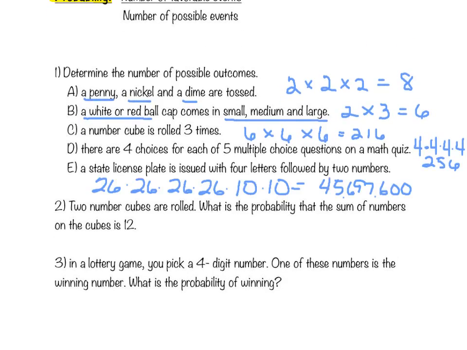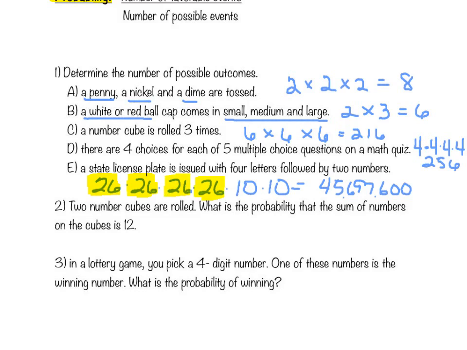Pause the video now. Okay, for letter E, a state license plate is issued with 4 letters followed by 2 numbers. So there are 6 characters in total on your license plate. So the first character is going to be a letter, so there are 26 possible outcomes. The second character is also a letter, so there are 26 possible outcomes. The third one is also an alphabetical character, so there's 26, and the fourth one also.